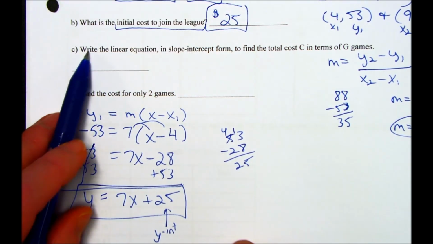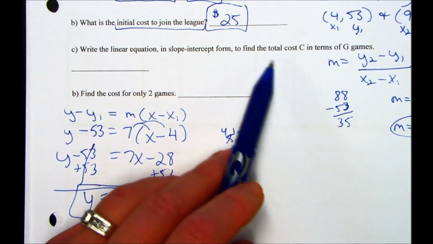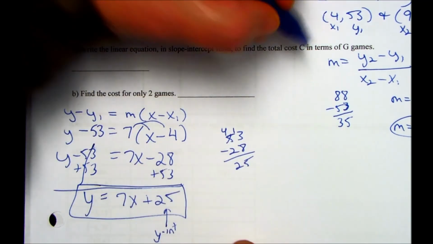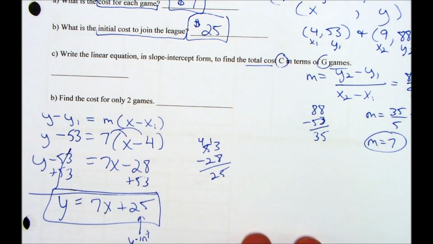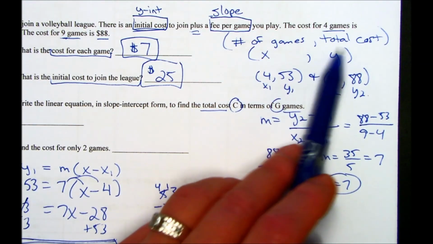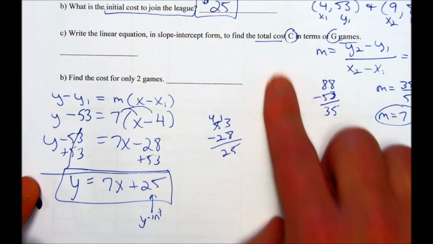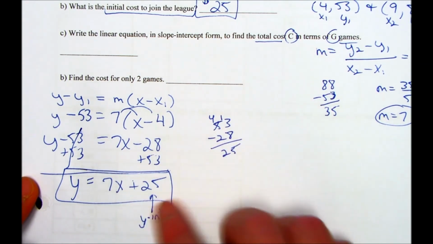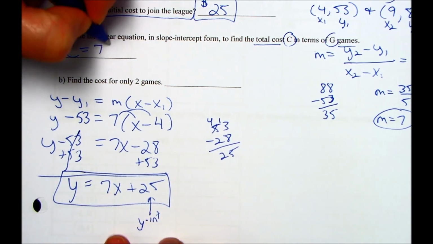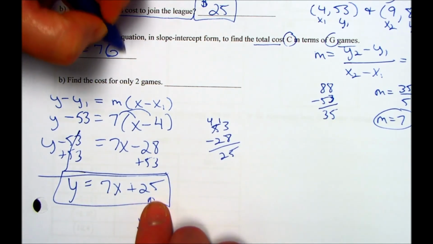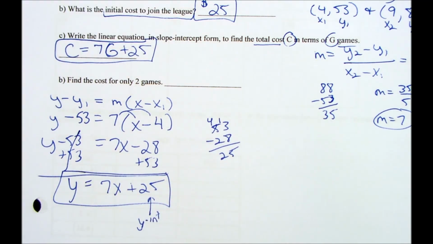In step 3, they want us to write the linear equation in slope-intercept form. Well, we've already got that. However, it says the total cost C. So they're telling us to use C to represent the total cost and G to represent the games. So earlier we said the total cost was Y and the number of games was X. So just replace your Y with C and your X with G. So it's going to be C equals, instead of Y equals, 7G plus 25. So there's our equation in slope-intercept form.